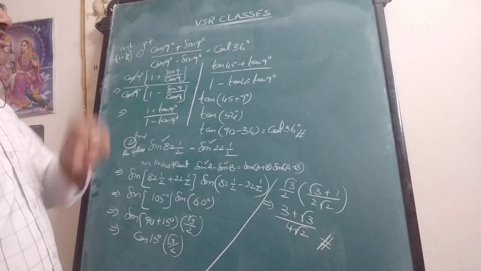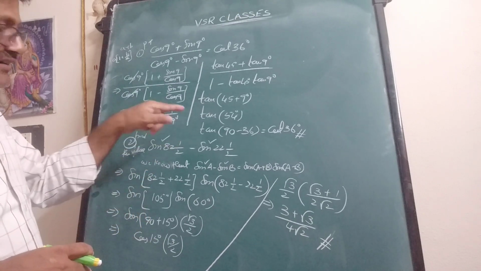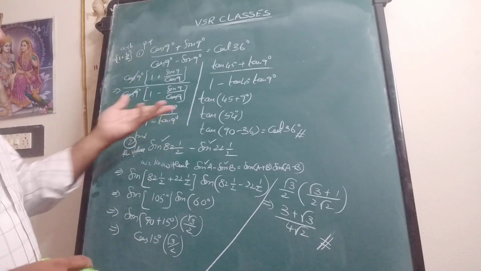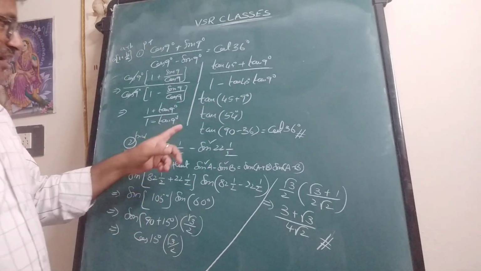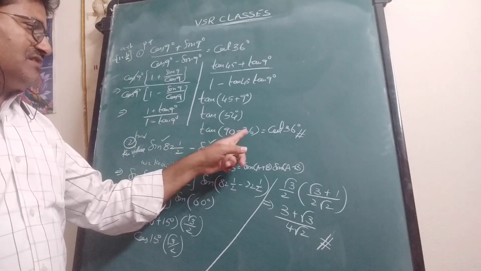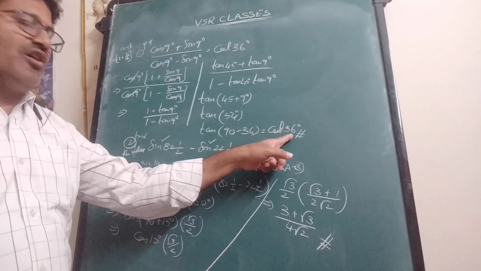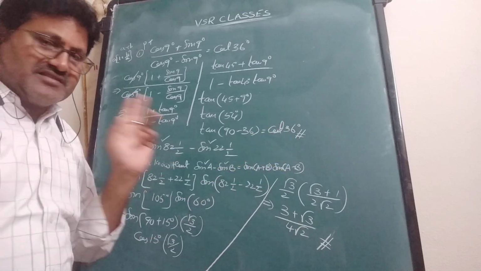Why? Because it is there in cot, we got in tan. So if tan is given, we can take the left hand side up to here. Now we have to go further. Tan of 90 minus 36 you got as cot 36 degrees as the result.